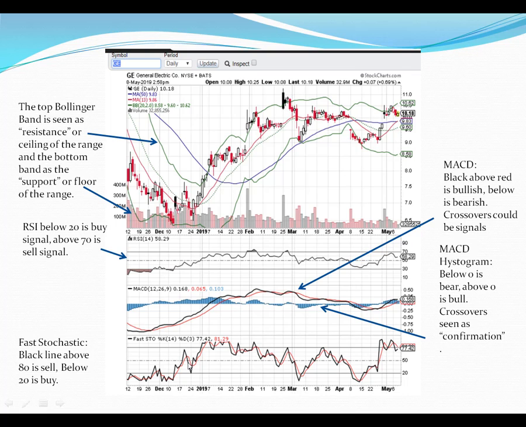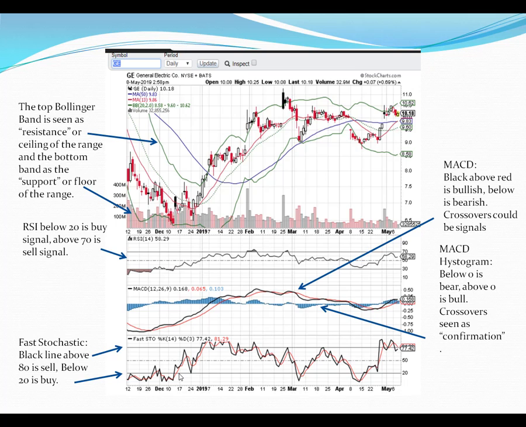Once again, the black line is the one that we're interested in. The red line is a smoothing line. We could say when the black line is above the red line, we're in bullish territory, and below the red line, we're in bearish territory. But we're mostly interested in the black line. When the value is above 80, we have a sell signal. When it's below 20, we have a buy signal in here.